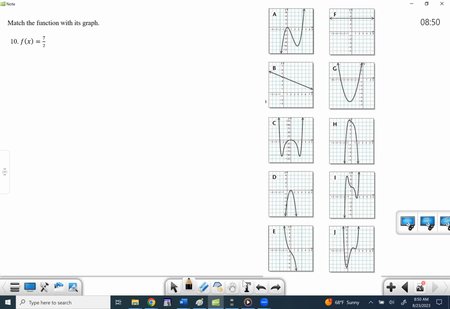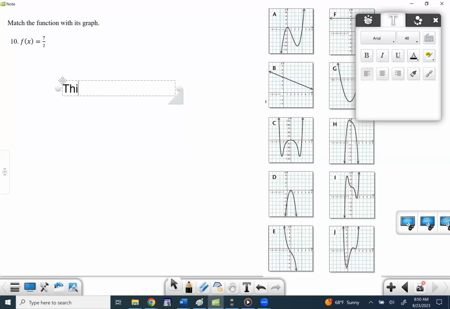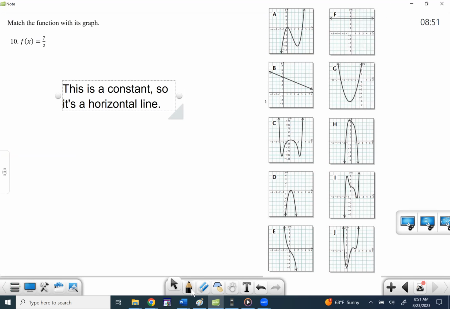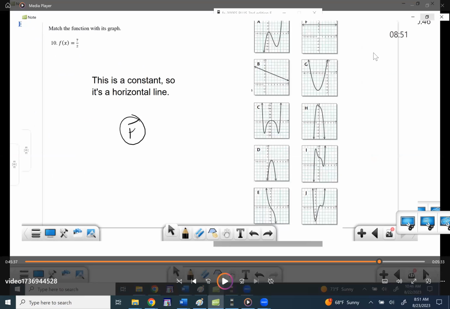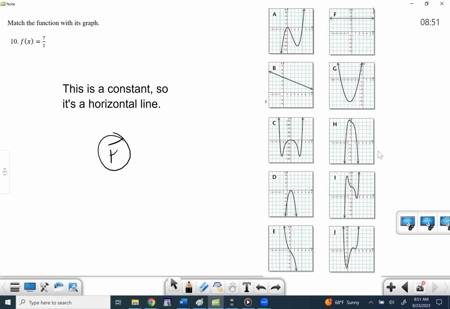Okay. So this is a constant. So it's a horizontal line. All right, so it has to be F. So that's not bad. We got away with doing most of them just by the leading term test, huh? So not too shabby. All right, you guys.